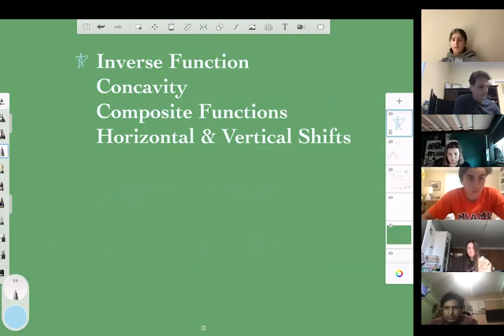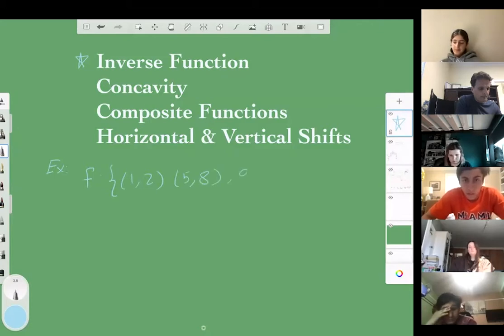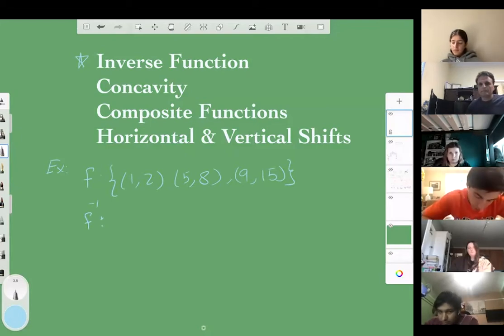Question? Example: function f is (1, 2), (5, 8), (9, 15). So this is a function. My question is, find f inverse. What is f inverse?